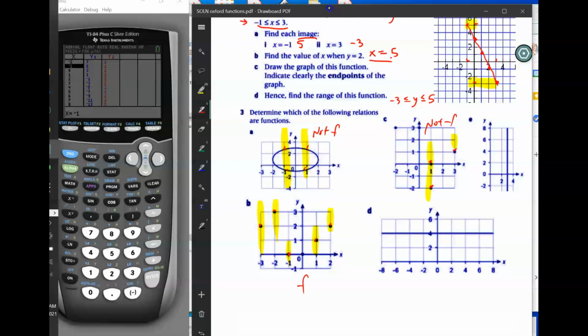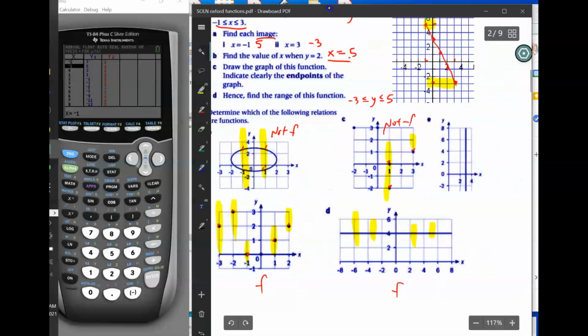And D. D is just this horizontal line. Well, if there's only one horizontal line, no matter where you chop it, you're only going to hit it once. So it is a function. Finally, E, there is a vertical line, and it doesn't hit anything if I draw vertical lines next to it. But if I draw a vertical line on top of it, I'm hitting it an infinite number of times. So vertical lines are not functions.